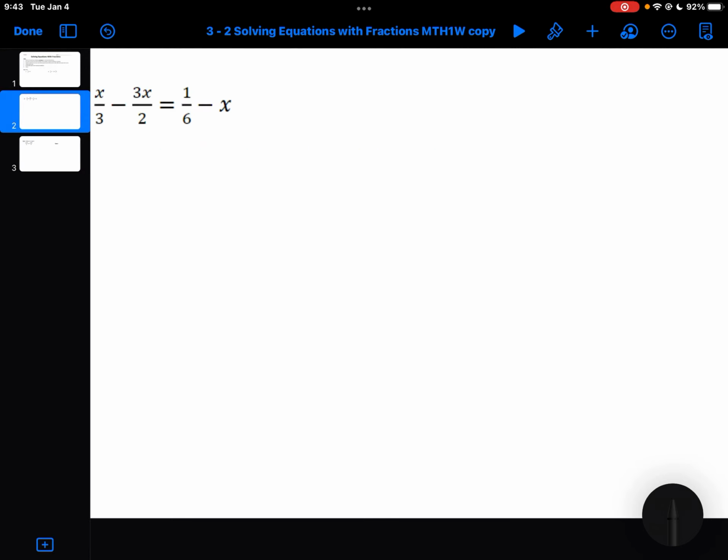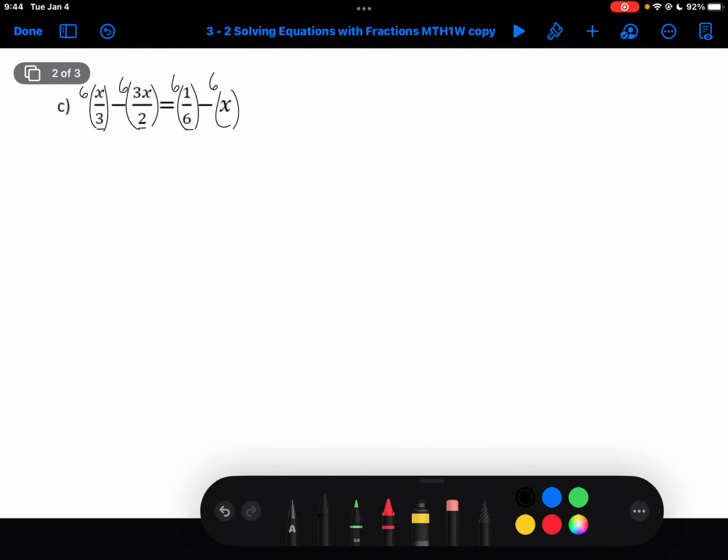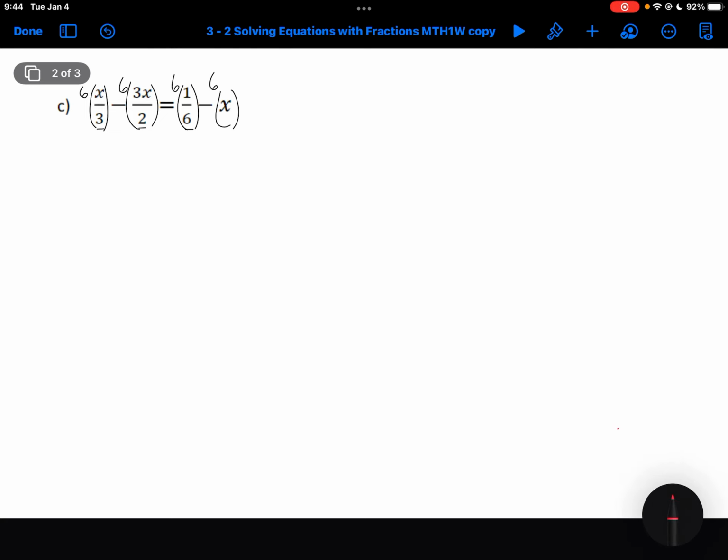Let's try a slightly more complicated example with some more fractions. Here I've got three fractions that I'm trying to clear, 3, 2, and 6. Looking at those three numbers, I know that my common denominator is going to be 6. So I'm going to multiply each term, everything that's separated by an addition or subtraction sign, by 6. Now, as long as I've done this correctly, just like in the last one, I should be able to divide the numbers to leave me with not a fraction.